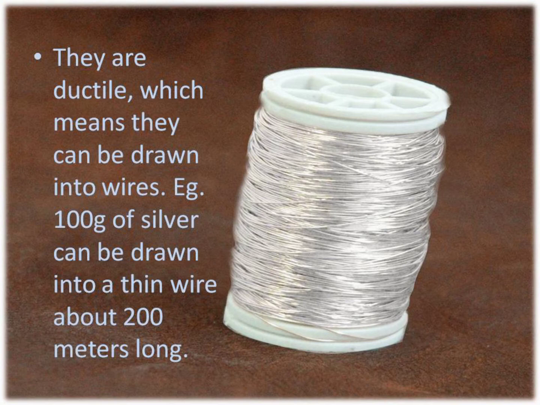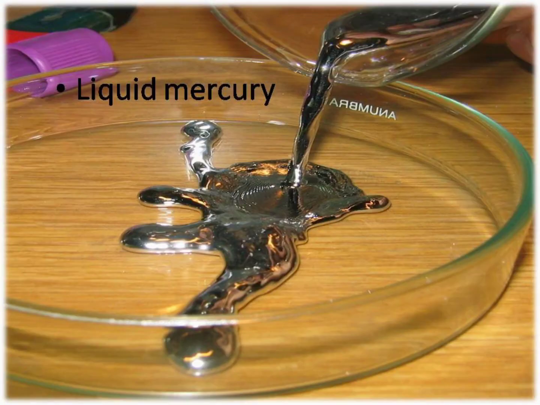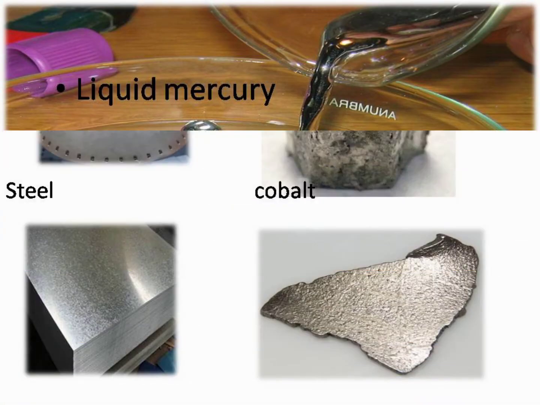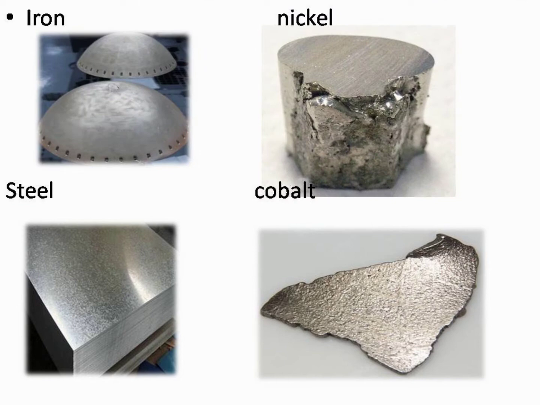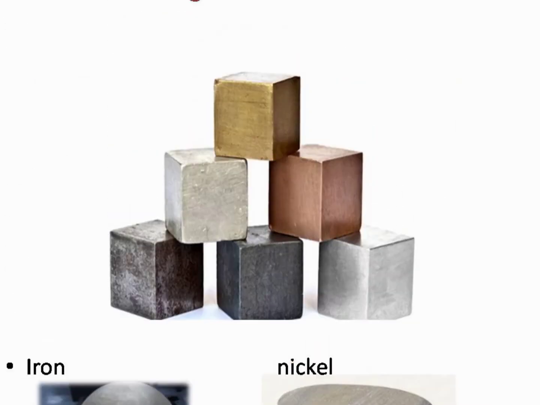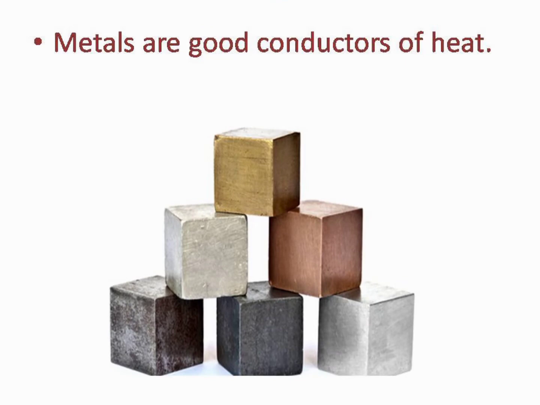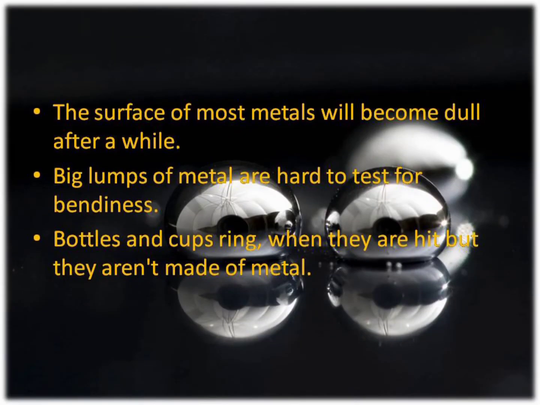Metals are solids at room temperature, with the exception of mercury, which is liquid at room temperature. Iron, steel, nickel, and cobalt are magnetic in nature. Metals are good conductors of heat. You can decide if something is a metal or not by looking for these properties.